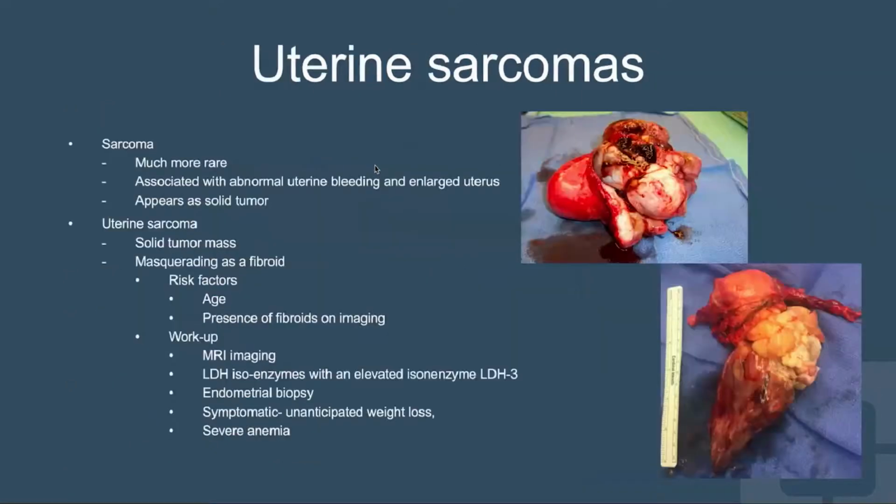Uterine sarcomas are much more rare. They're associated with abnormal uterine bleeding and enlarged uterus. The uterine sarcoma is usually a solid tumor mass, and risk factors are age and the presentation of fibroids on imaging. MRI imaging, lactate dehydrogenase type 3 can help to predict a worrisome for a sarcoma, but it's very hard to diagnose by these factors. So mainly looking at severe anemia, symptomatic, unanticipated weight loss, and endometrial biopsy can be useful.